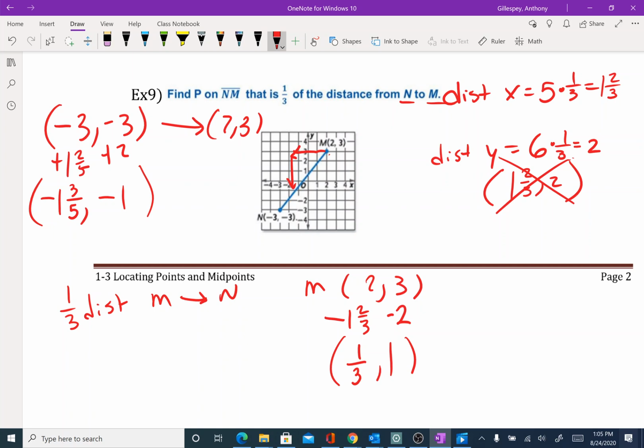All right? Just be careful. If I'm going from n to m, then I'm going forward on the x and forward on the y. If I'm going from m to n, then I'm going backwards on the x and backwards on the y. You kind of have to graph it out and look at it, okay? If you need help with this, just get online with me and I'll walk you through it. But that's the idea behind these.